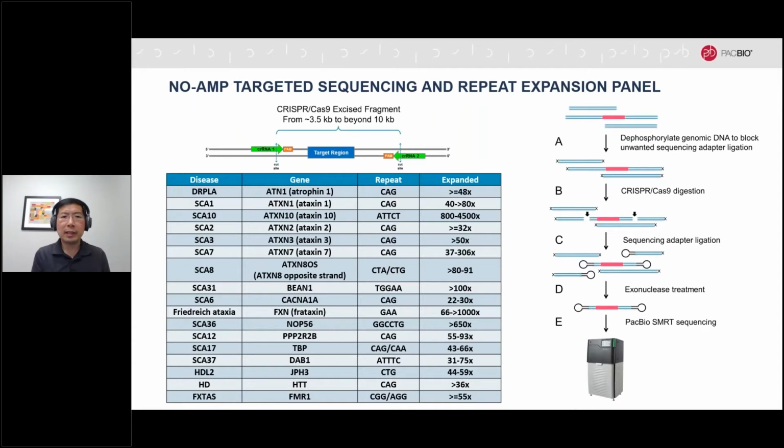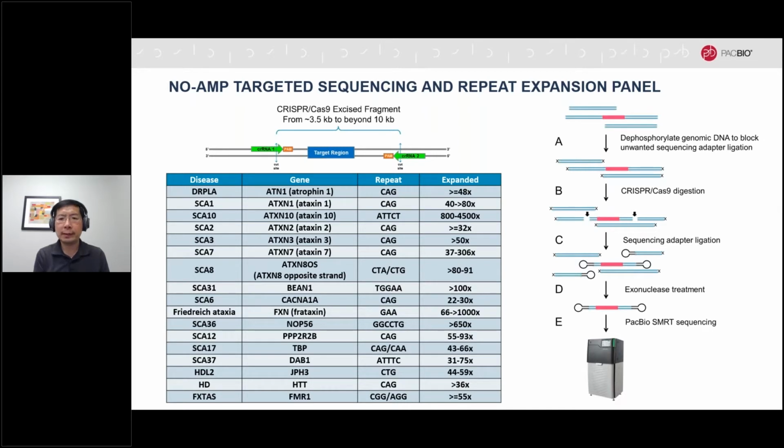The No-Amp targeted sequencing method uses CRISPR-Cas9 nuclease with a pair of guide RNAs to excise each target region for sequencing. The method does not rely on any PCR amplifications. The sequencing library prep begins with dephosphorylating genomic DNA to block unwanted sequencing adapter ligation, followed by CRISPR-Cas9 digestion to cut out the target fragments.